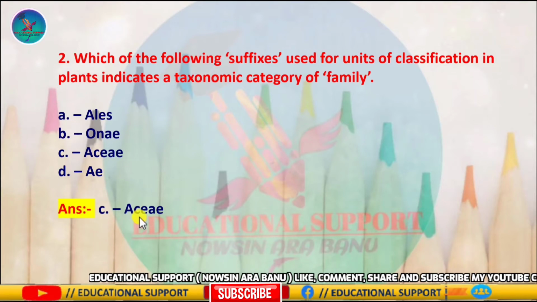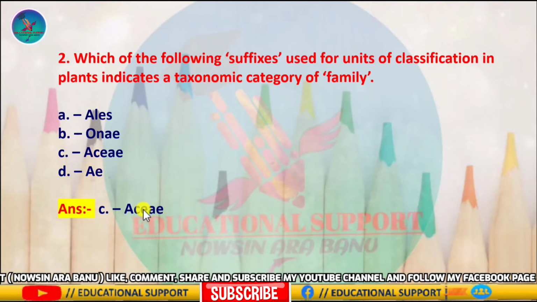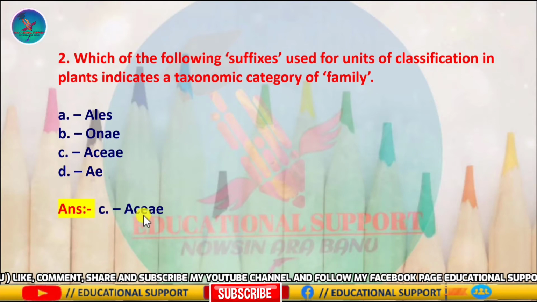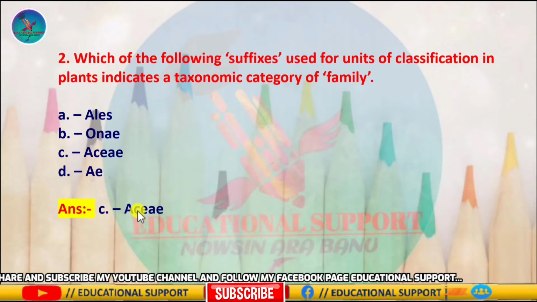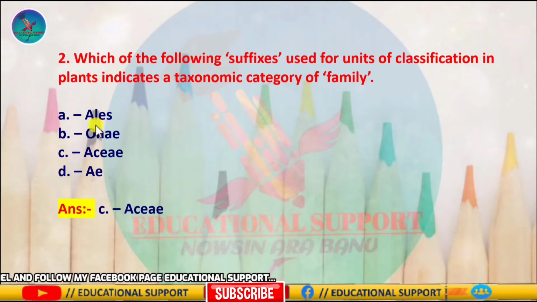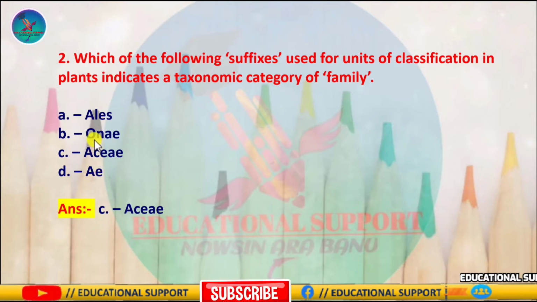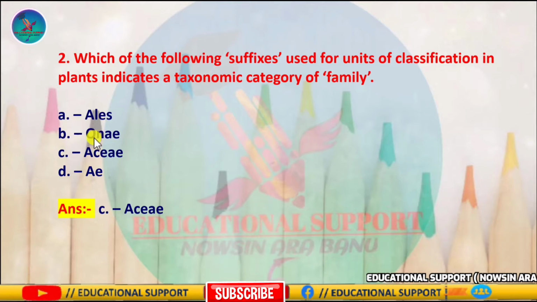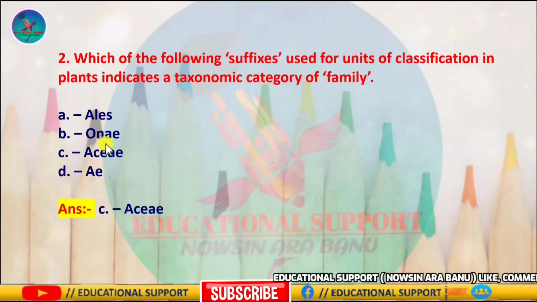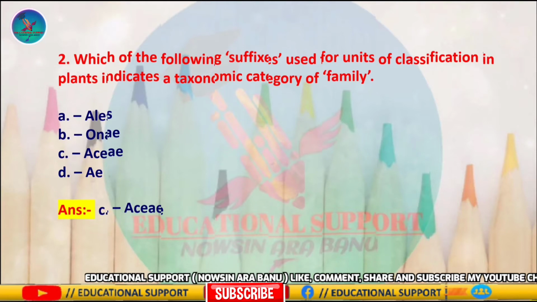Because the name of a family or taxon in plants always ends with the suffix aceae. For example, Solanaceae, Canaceae, and Poaceae. The suffix ales is used for taxon order, while ae is used for taxon class, and oni is not used at all in any of the taxons. So the correct answer is option C.